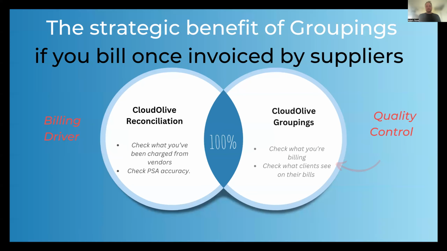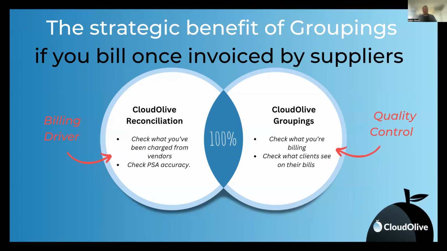Or on the flip side, if we wait until the invoices actually come from the suppliers themselves, then it's exactly what everybody's traditionally doing now. We take the vendor data, the invoice, the reports, we bring them into CloudOlive, and we do the reconciliation. We don't underbill anything, and out the door it goes. Then what CloudOlive groupings can do, sitting on top, is act as a quality control, just in reverse to what we just spoke about.